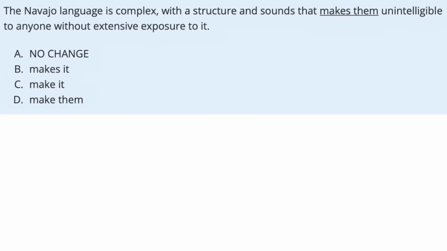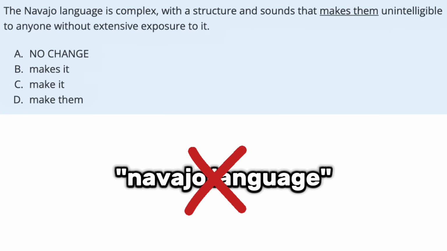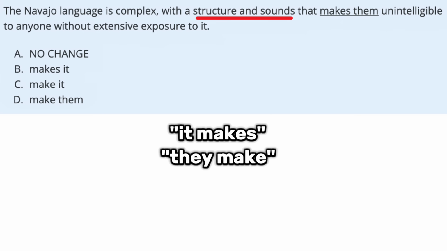This one is one of the trickier problems that you might see. What do you think the subject of this sentence is? If you said the Navajo language, you'd be wrong. The subject in this sentence is what's doing the making, right? So what is actually making the Navajo language complex? And that would be the structure and sounds. The structure and sounds is plural, right? So we know that it has to be make instead of makes, which eliminates option A and B.